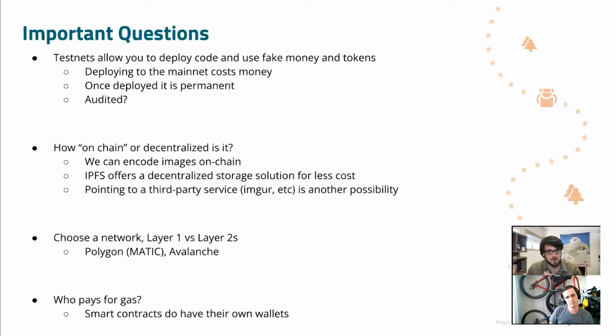There are other side chains or layer 2s that are much cheaper and can process transactions much faster. And it might make sense for an application to be on one of those versus Ethereum. And there's a heck of a lot of different side chains. Two mentioned here are Polygon and Avalanche. But you want to think through where we want to live, really, and where we want to host our application.